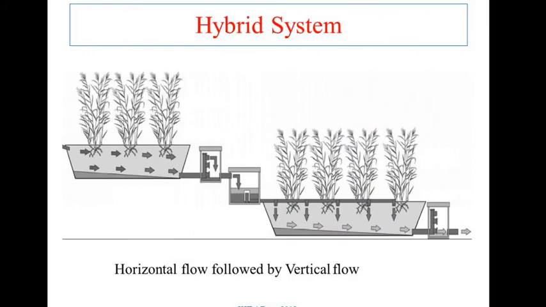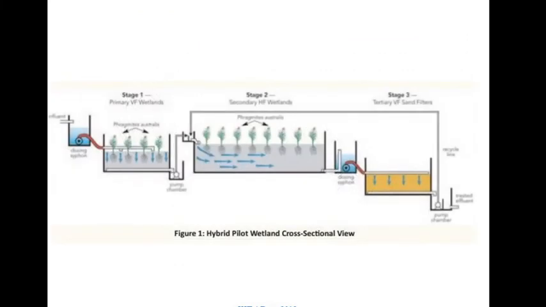Horizontal flow followed by vertical flow. In this way, two types of flow are achieved here. The one system is a horizontal flow, and after that, the second system is a vertical flow. First, water is allowed to flow through the horizontal system, and next, through the vertical system. In this way, we can use two types of wetland system, and the system is called a hybrid system. So, hybrid pilot wetland cross-sectional view, one is vertical and one is horizontal.